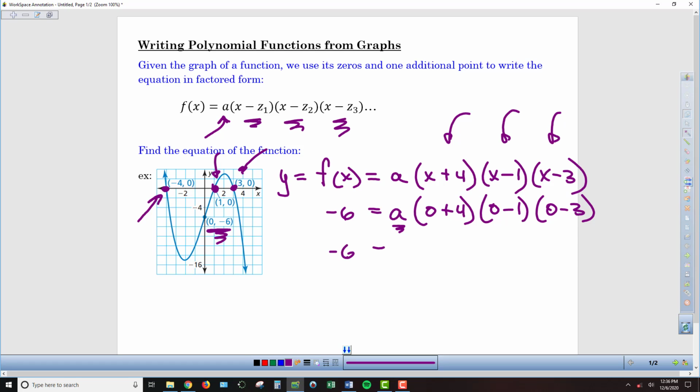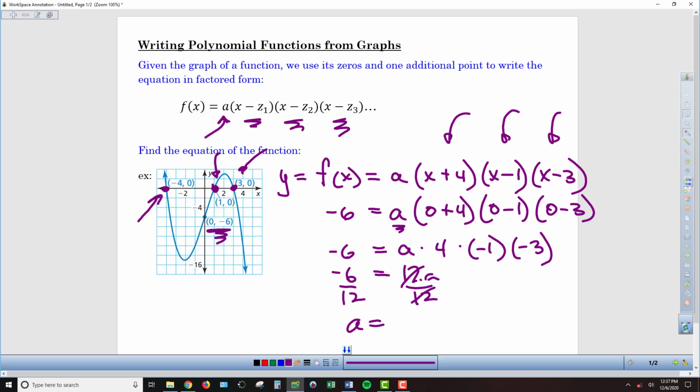So we've got -6 equals, I've got a times 4, 0 plus 4 is 4, 0 minus 1 is -1, 0 minus 3 is -3. So then if I multiply out the numbers over here on the right, 4 times -1 times -3, I'm going to get positive 12 out of all that. So I have 12 times a. And so then to solve for a, I'm just going to divide both sides by 12. And so then we get a equals -1/2. So be careful, that's not -2. We've got -1/2 after we reduce that fraction.